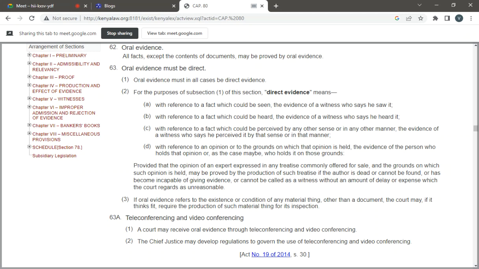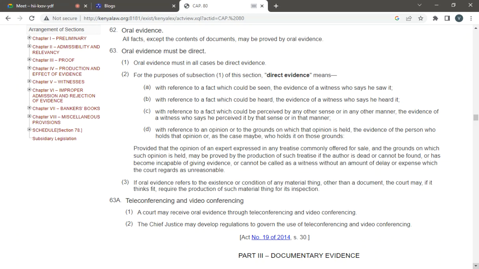Then lastly, a certain example of direct evidence ni with reference to an opinion, to the grounds on which that opinion is held, the evidence of the person who holds that opinion, as the case may be, who holds it on those grounds. Lakini pia unapata the act pia imeendelea provide that the opinion of an expert expressed in any treatise commonly offered for sale and the grounds on which such opinion is held may be proved by the production of such treatise if the author is dead or cannot be found. So at times if the author is dead ama isipatikana, so just produce the treatise because it is generally known to people na ikuwe ni commonly offered for sale, like e.g. a medical book can serve this purpose well.